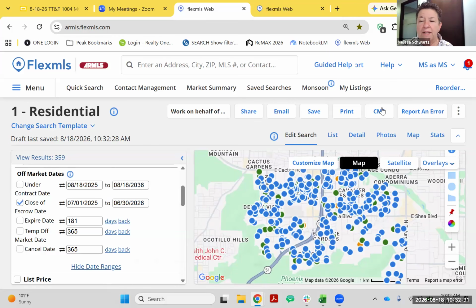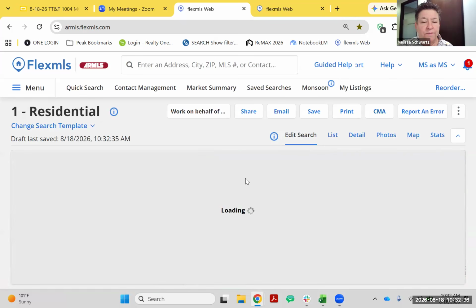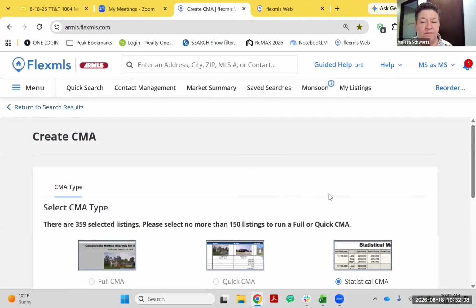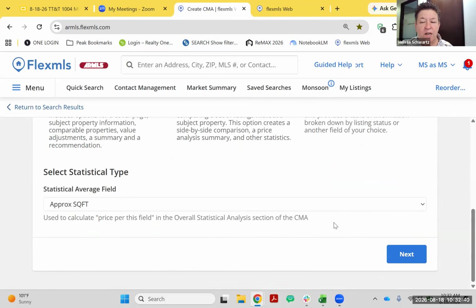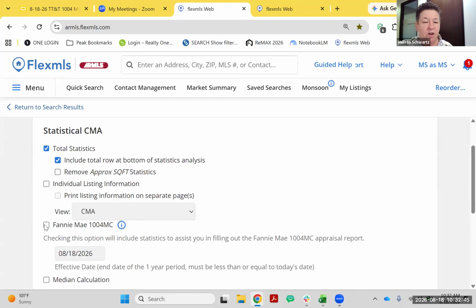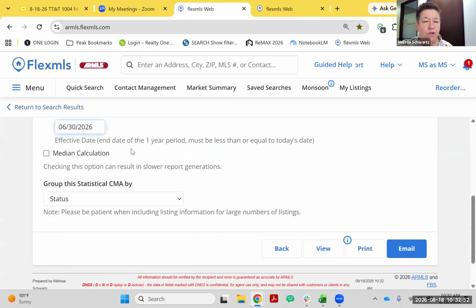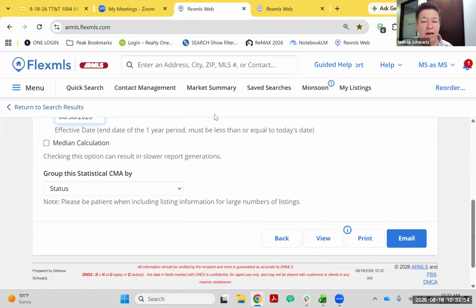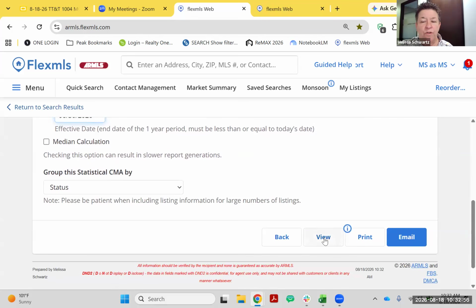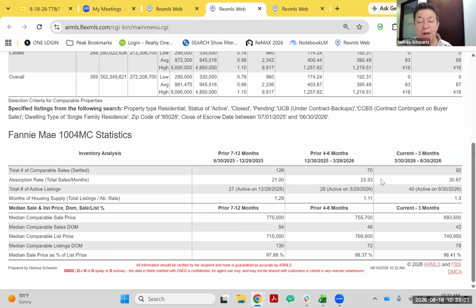So then we're going to go back to the CMA, use all results. And here the statistical pops up. We're going to click next. And then we got to click on this. Now here we've got to change this to the June 30th, right? Yeah. So we see that. And we'll view this and we can look at the statistical up here in just a minute. Will remind me and I'll come back up there. But okay, right, so here we go.